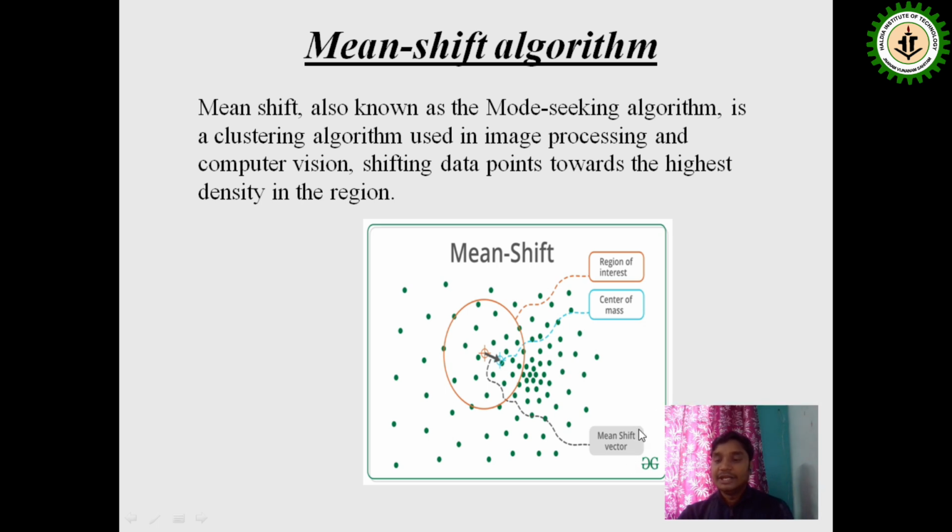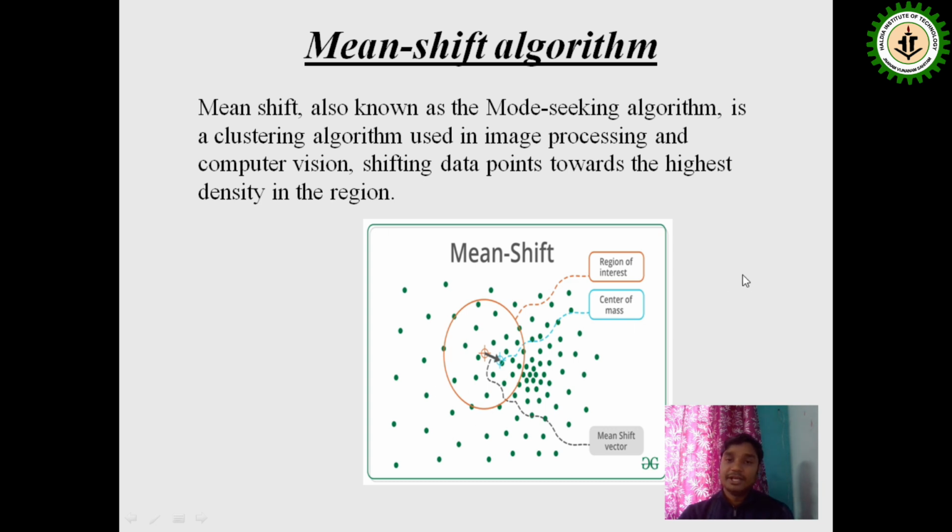It is a centroid-based algorithm that works by updating candidates for the centroid to be the mean of points within a given region. There are the region of interest, the center of mass, and the mean shift vector.